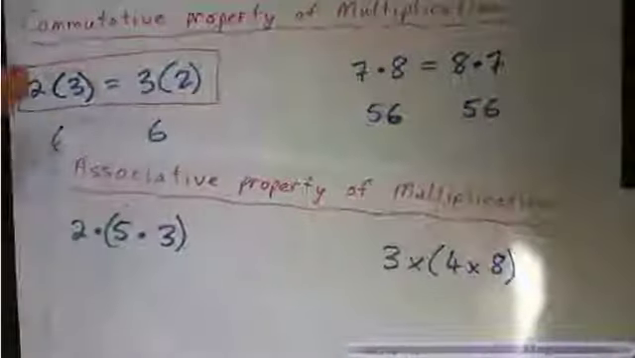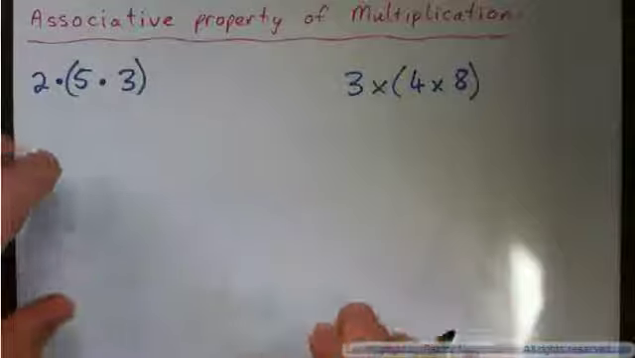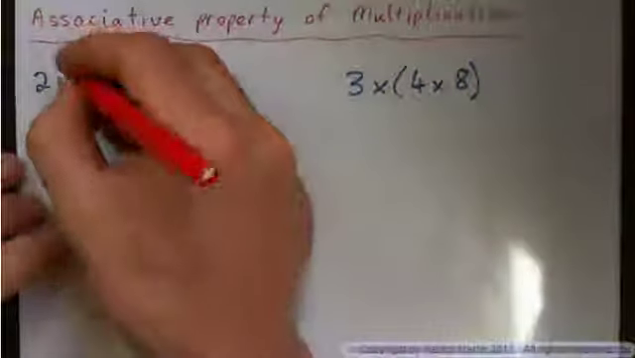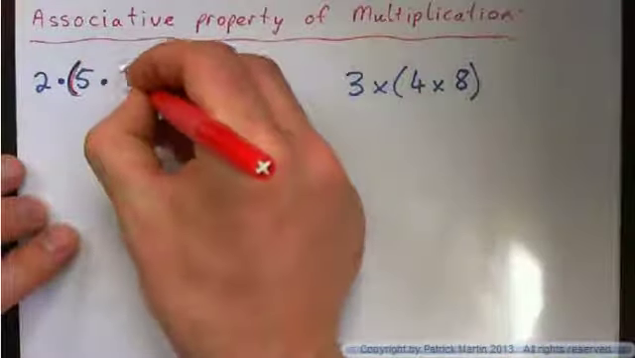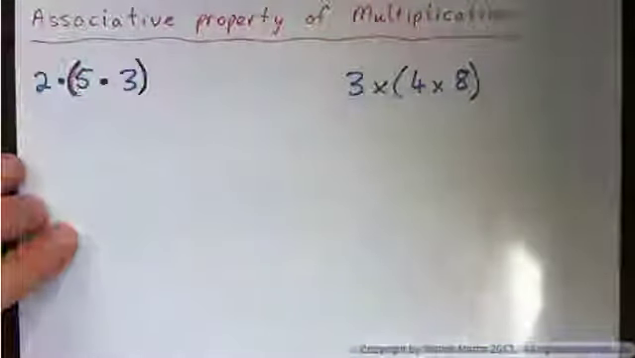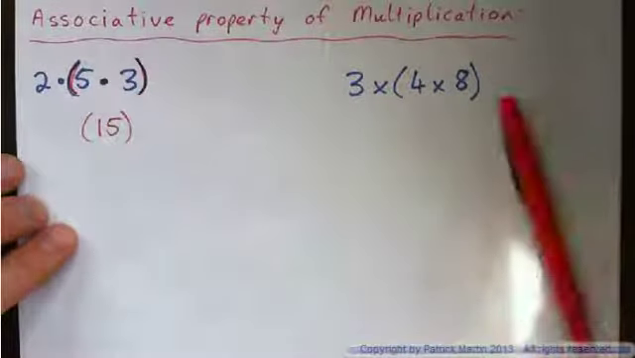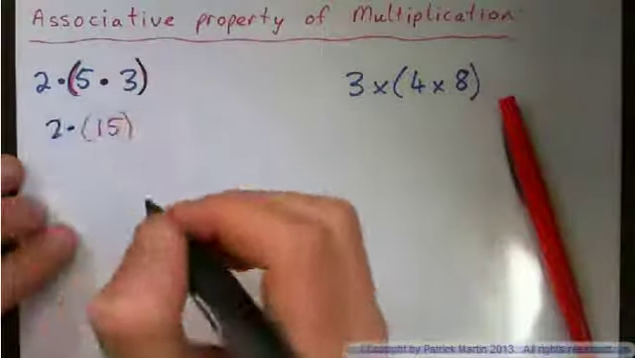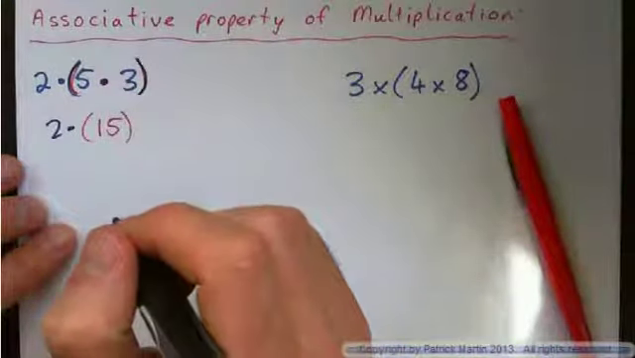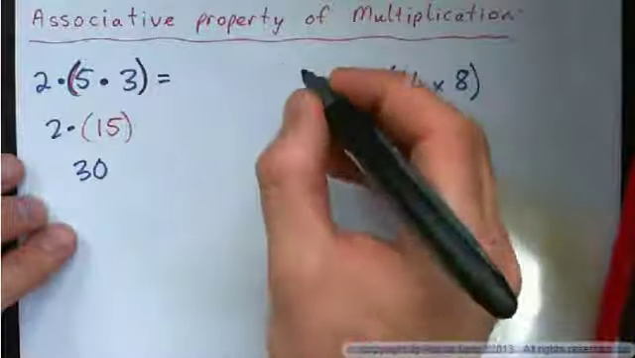So the associative property then, if you have 2 times 5 times 3, if you were to work this out, you are in fact supposed to do what's in the parentheses first. Now 5 times 3 is 15, okay? What's 2 times 15? It is 30, right? And that's fine.